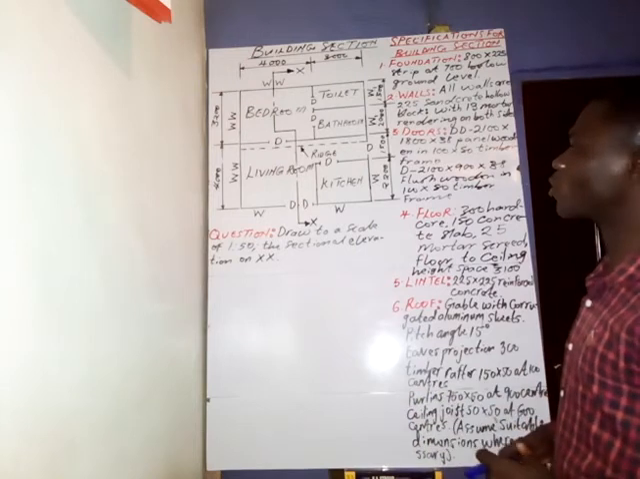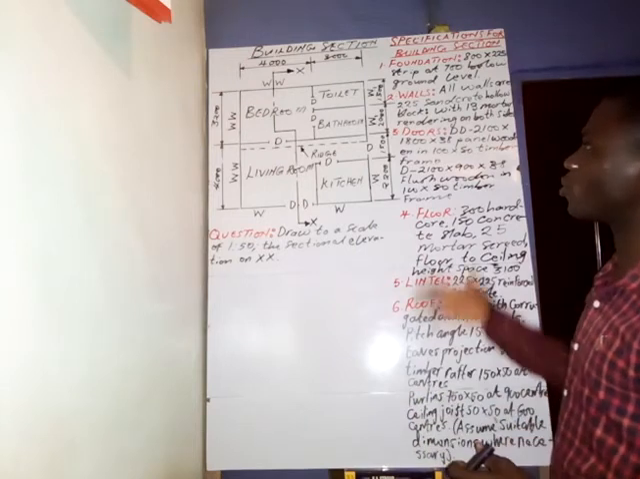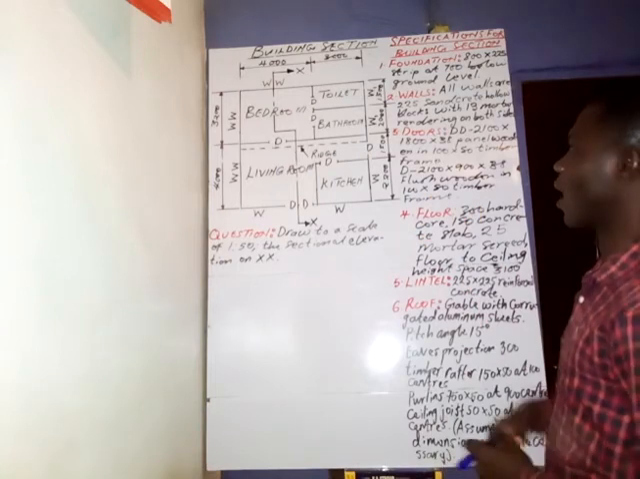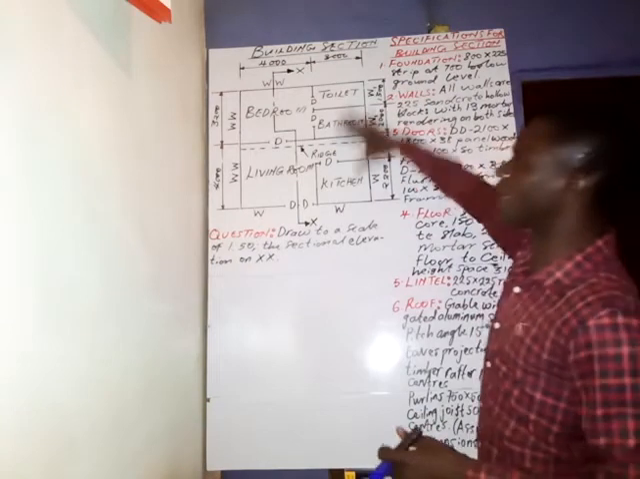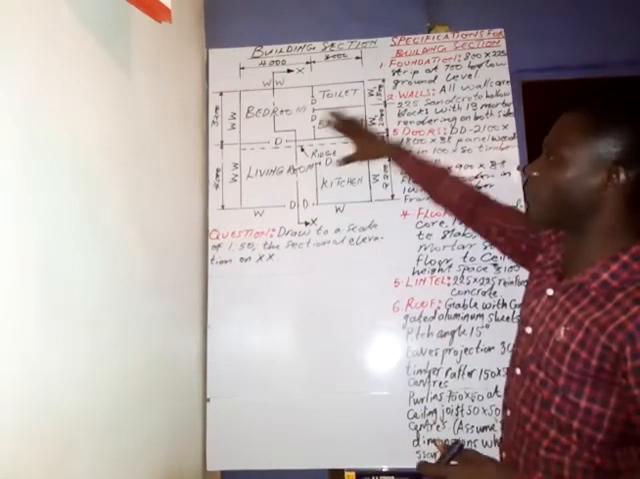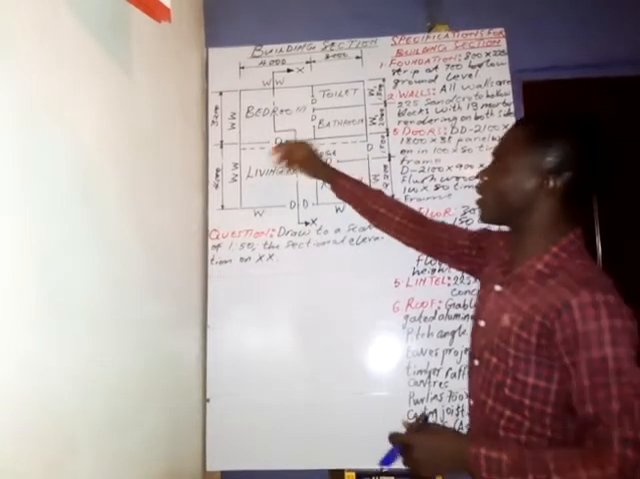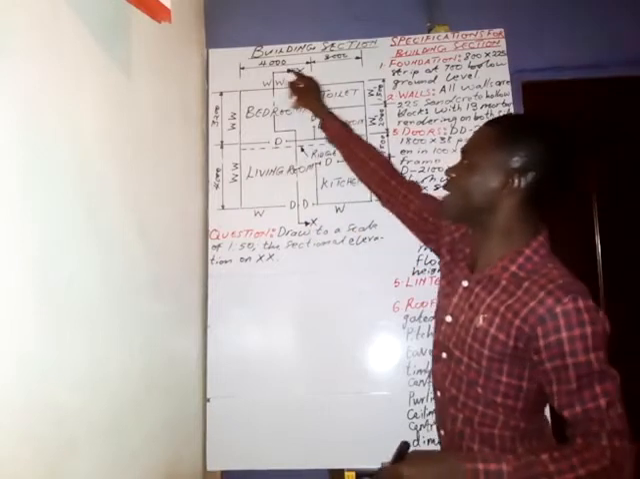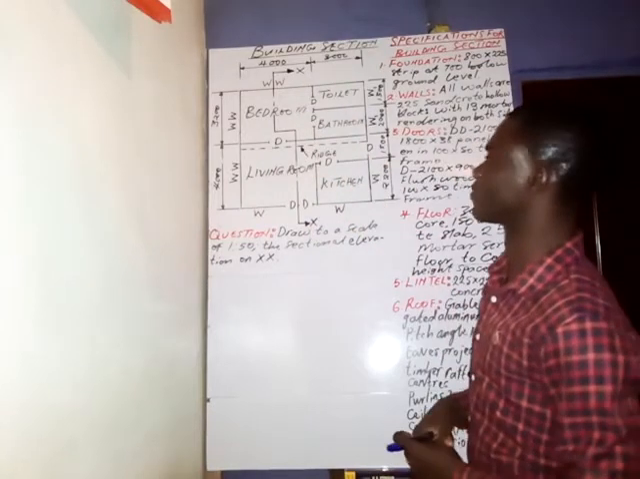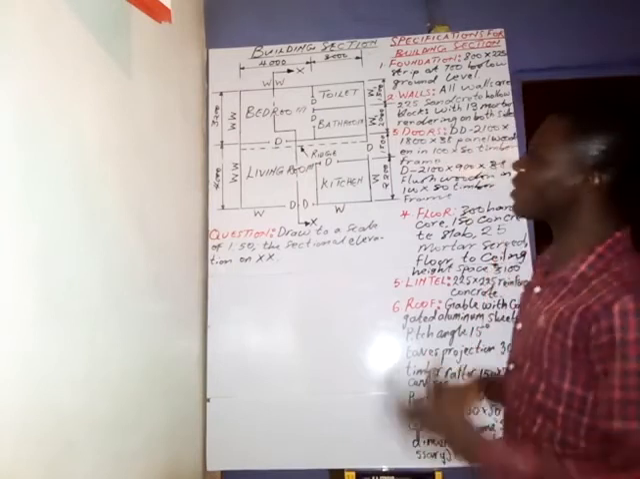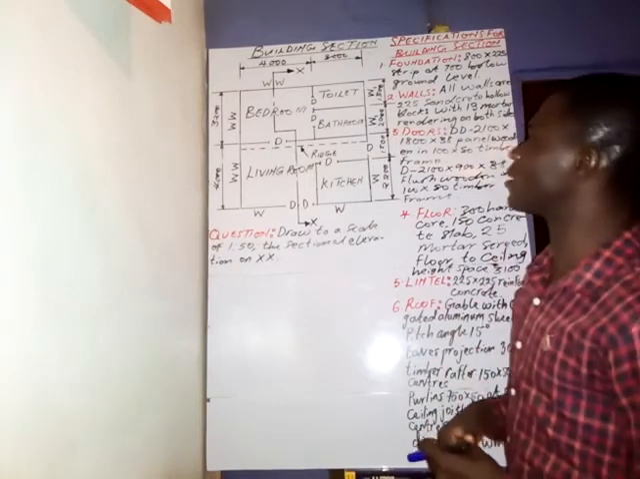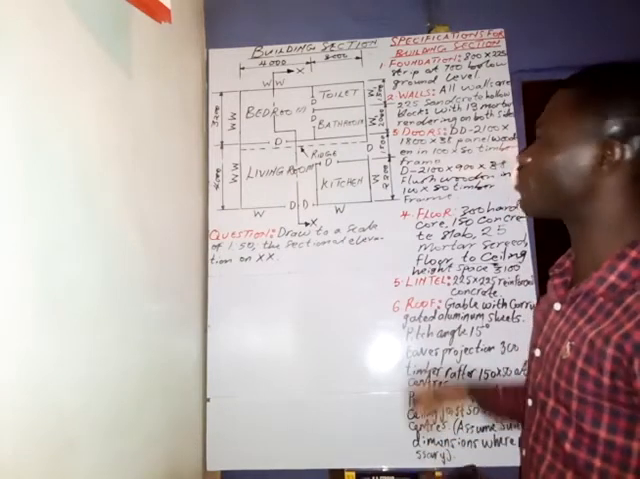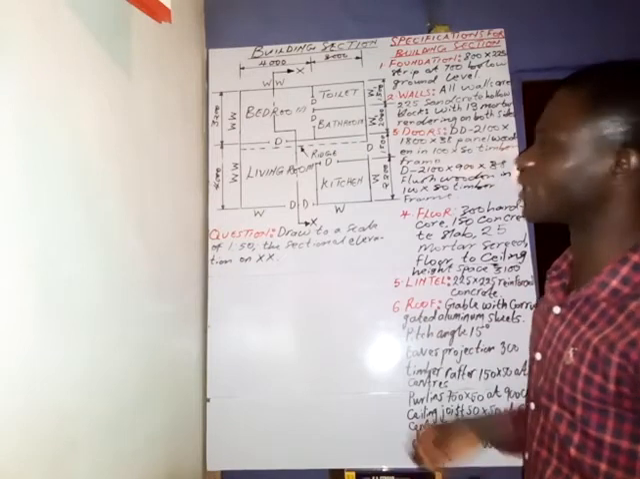Now, what we want to do is to construct the building section. As you can see here, this is a building plan, a line plan. And if you look very well, you will see a cutting plane XX, as you can see it here. Whenever we are to construct the building section, we have to look at the components of the building that the cutting plane cuts.